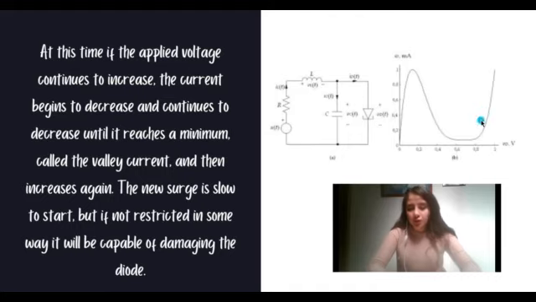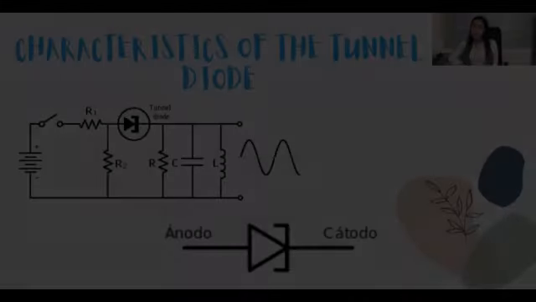The growth of the current is at first slow, but then it becomes faster until it destroys the diode if it's not limited in some way. Characteristic of the tunnel diode.